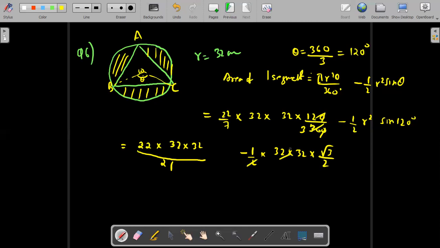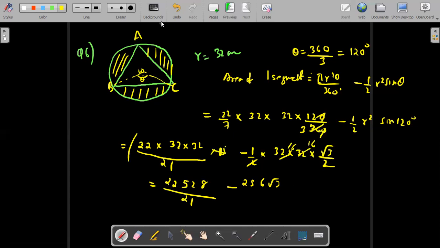Now this I can cancel off 16 times. This 2 and this 32 also cancel to 16. So when I multiply 22 into 32 into 32, I'm going to get 22,528 upon 21 minus 16, 256 root 3. Now this has to be multiplied by 3 because areas of the segments are involved. This is one segment, so we are going to multiply this by 3.